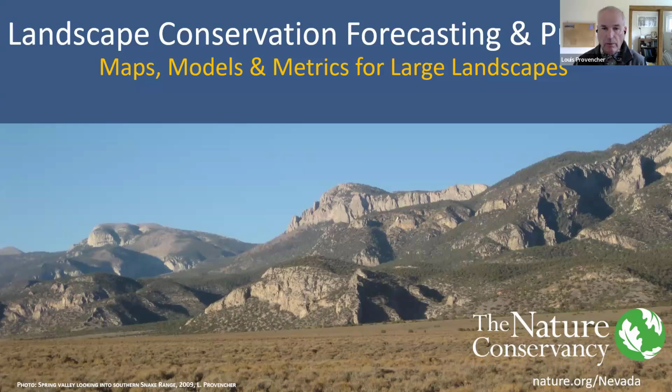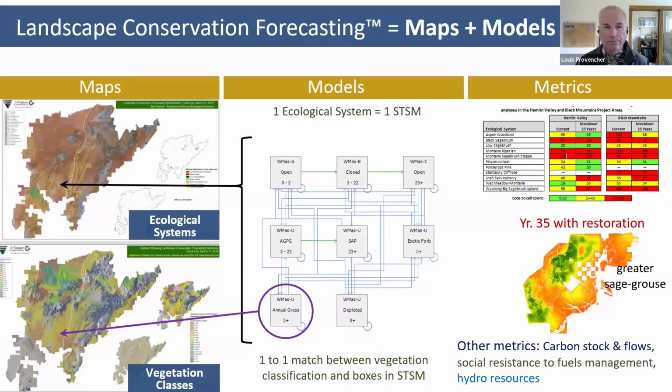And this is the South Snake Range, where Great Basin National Park is located. The whole landscape conservation forecasting method is summarized in this one slide. It's maps, models, and metrics. We do our own remote sensing, and I hope I'll remember to explain why we do that later. When we do our own remote sensing with high resolution imagery, we do the first ecological system, the equivalent of BPS, and the vegetation classes, which are the S classes. So we try to use terminology that our partners often recognize.